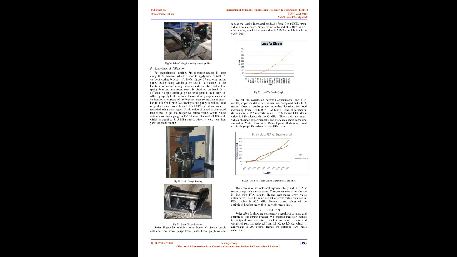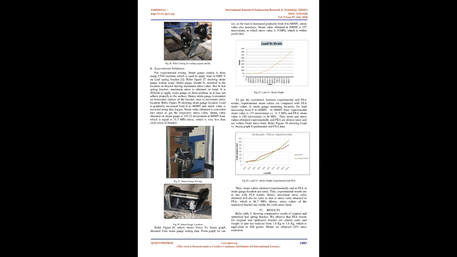From the graph we can see that as the load is increased gradually from 0 to 6000 N, the strain value also increases. The strain value obtained at 6000 N is 157 microstrain, at which the stress value is 31 MPa, which is within the yield limit. To get the correlation between experimental and FEA results, experimental strain values are compared with FEA strain values at the strain gauge mounting location, for load increasing from 0 to 6000 N.